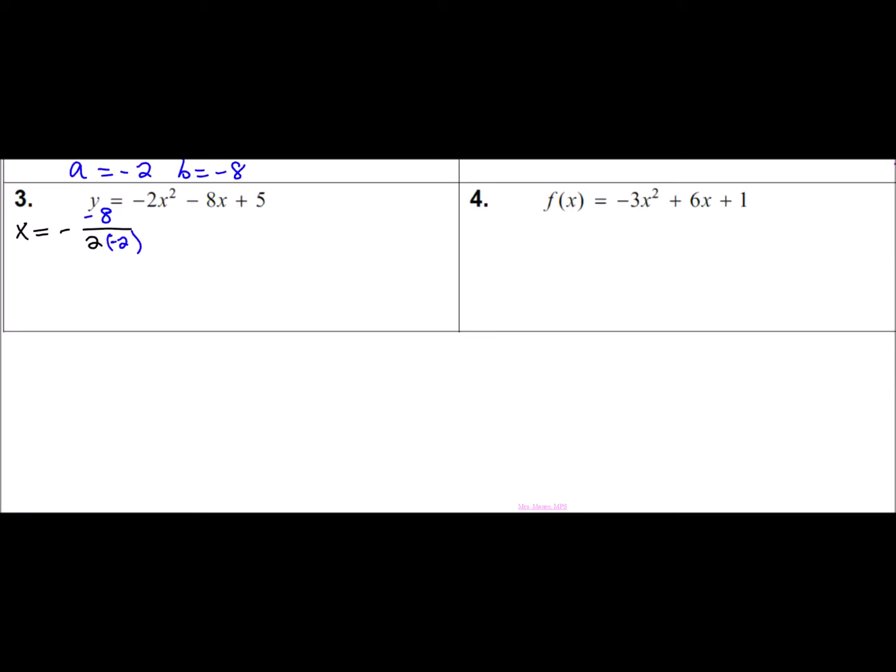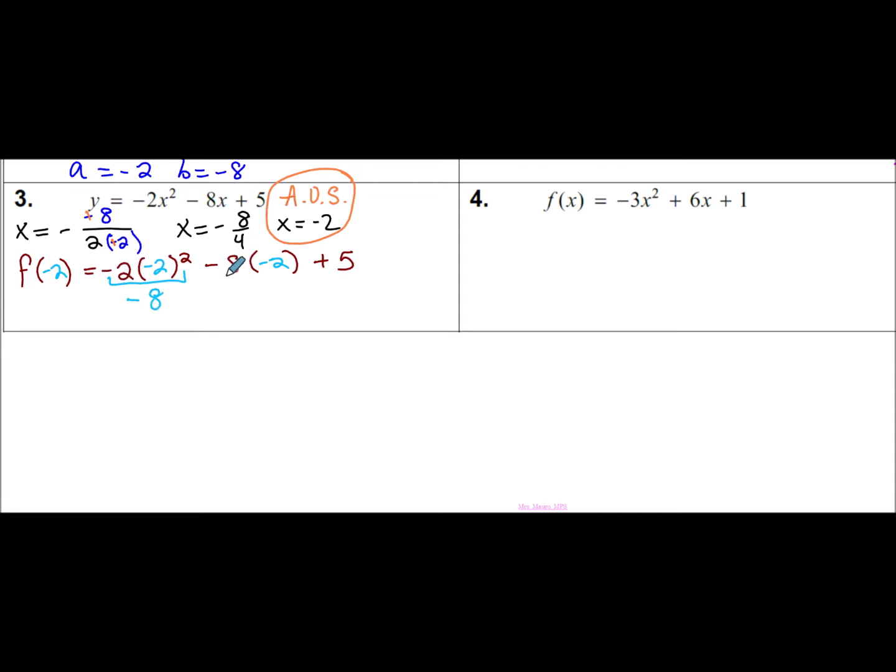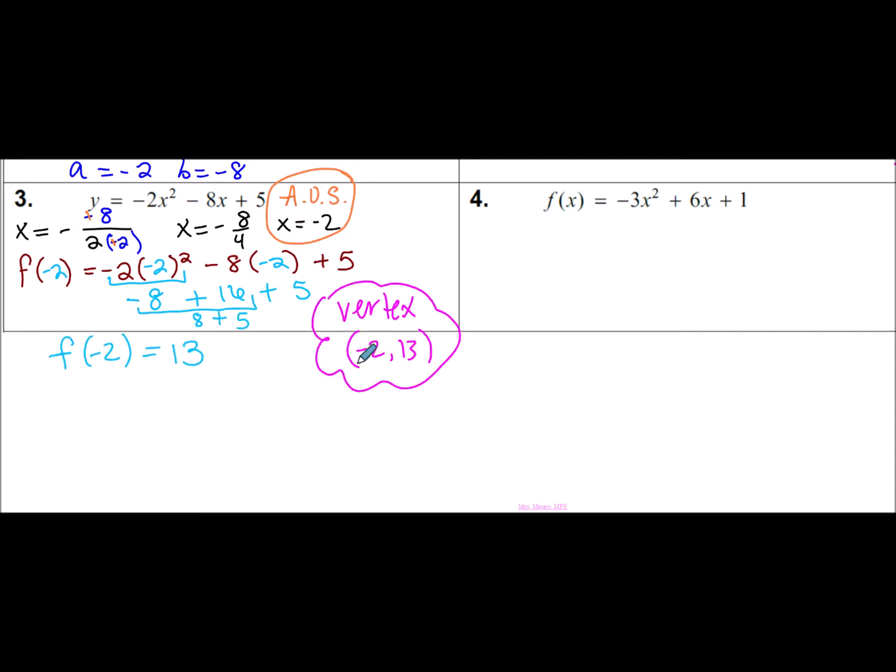We have 3 negatives on number 3, so that means that our answer is going to be a negative result. Remember that y is the same thing as f of x. Negative 2 squared is negative 2 times negative 2, which turns out to be a positive 4. A positive 4 times a negative 2 is a negative 8. A negative 8 times a negative 2 becomes a positive 16. Add the 5. Add from left to right. The vertex is at negative 2, 13.